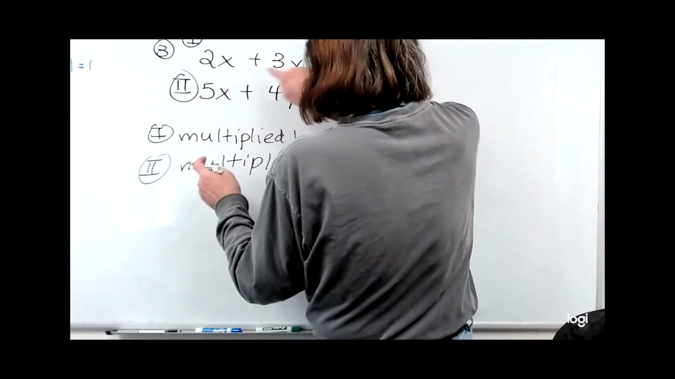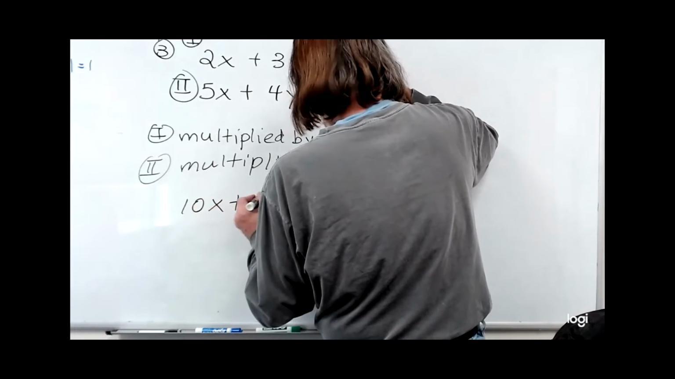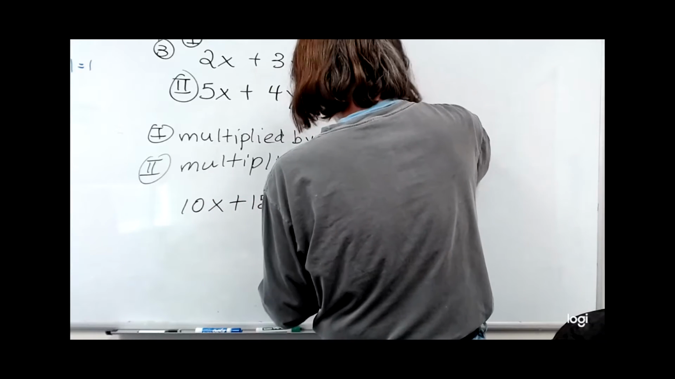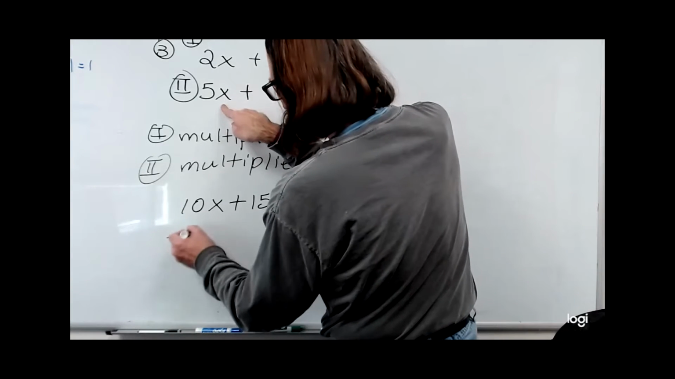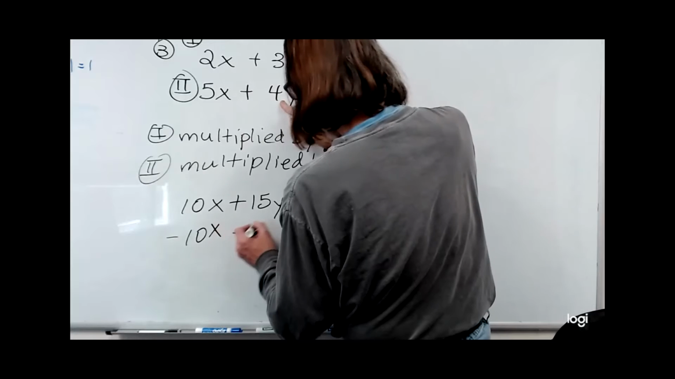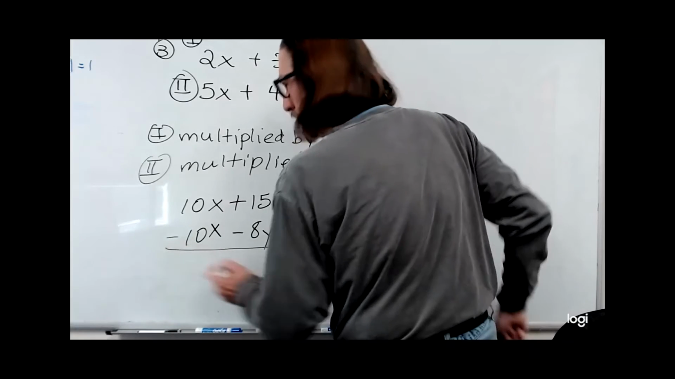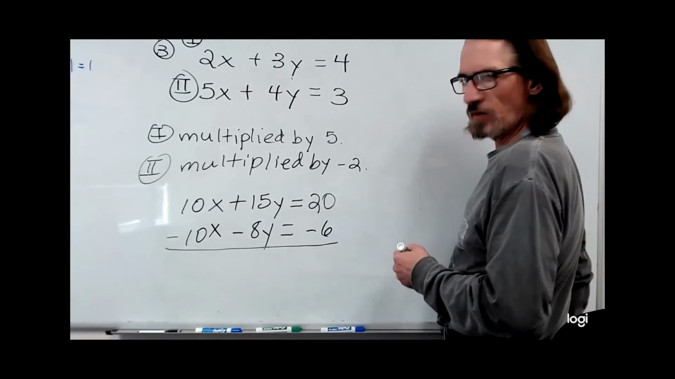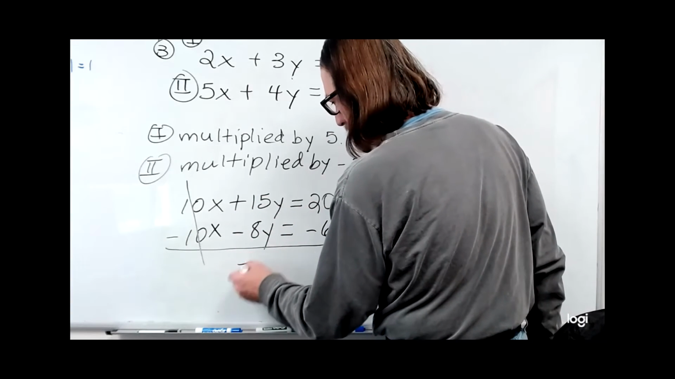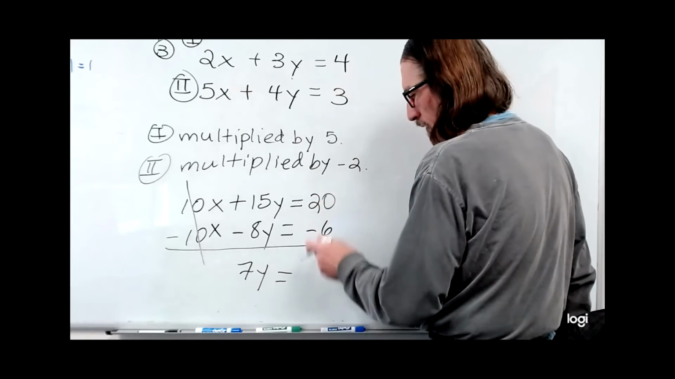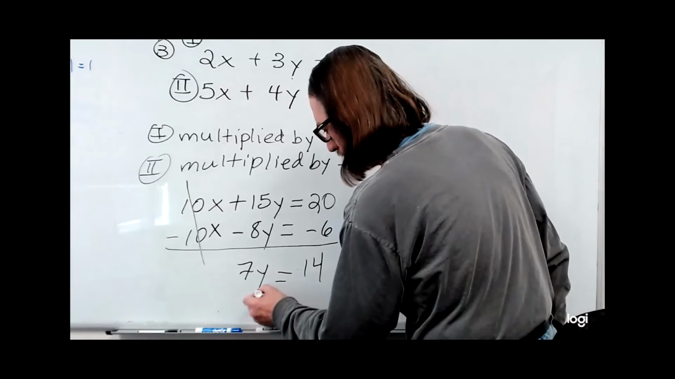That's going to give me 10x plus 15y equals 20. And in the second one, multiplying all of those by negative 2, negative 10x minus 8y equals negative 6. Now I can get the 10x and the negative 10x to cancel. 15y minus 8y is 7y. 20 minus 6 is 14. Divide both sides by 7, and I get that y is equal to 2.